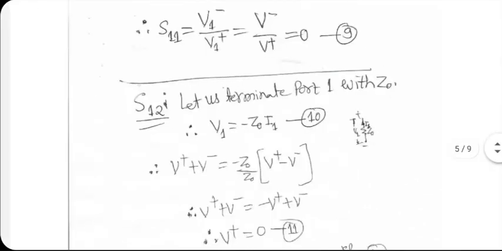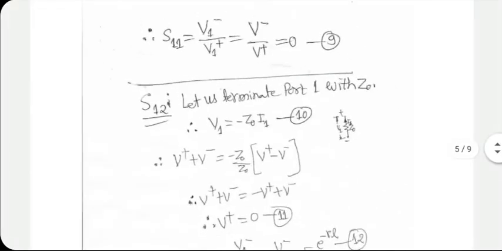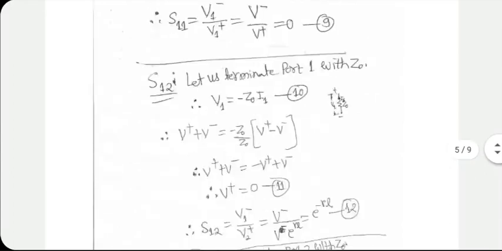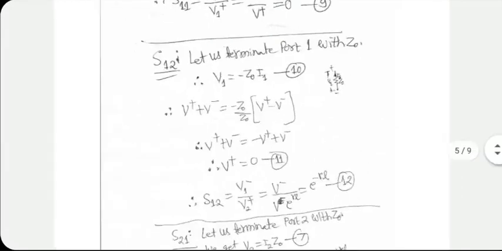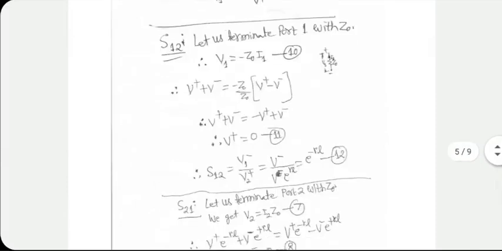I have similarly tried to work out S12. The other two would be equal. S22 will also work out to be 0, and S21 will also work out to be exactly what S12 is. This is a symmetric situation. So let's see how you handle S12.